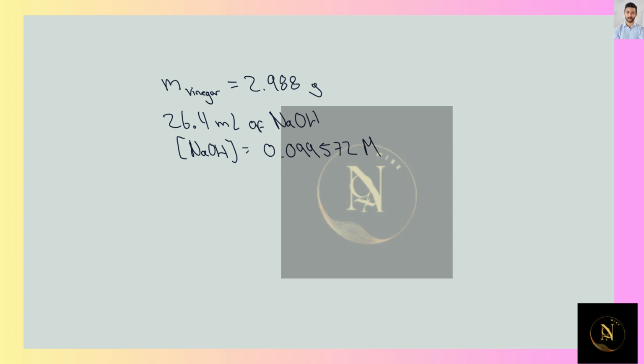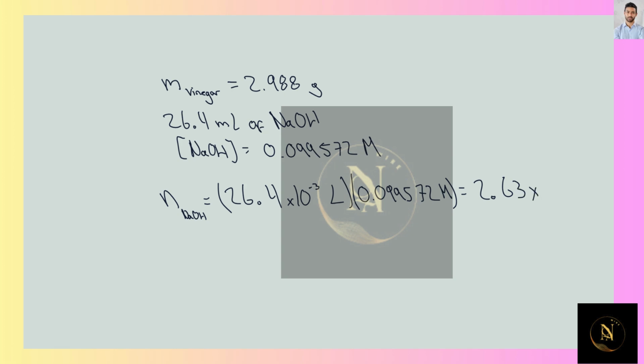moles per liter. So in order to know the moles of sodium hydroxide, moles of NaOH, that we added, this is going to be directly the volume times the concentration. We keep the 26.4, but to convert to liters, we multiply by 10 to the minus 3. And we multiply this by the concentration of our solution, which is in moles per liter. This gives us the following result, which is 2.63 times 10 to the minus 3 mole.